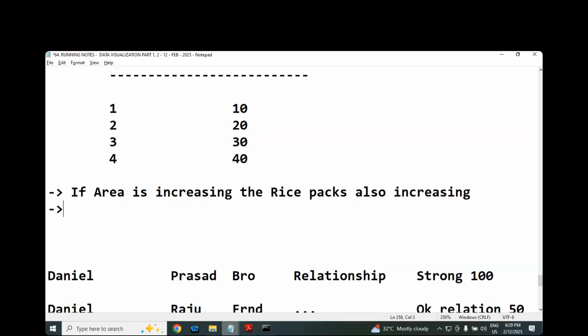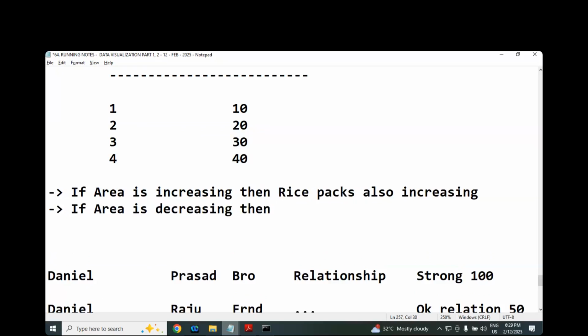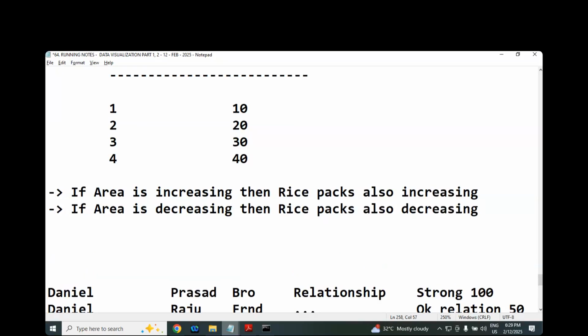The next one. If the area is decreasing, then tell me, rice packets are also decreasing. Conclusion of the story: if you touch one column, the other column is responding. Good. This is called a relationship.